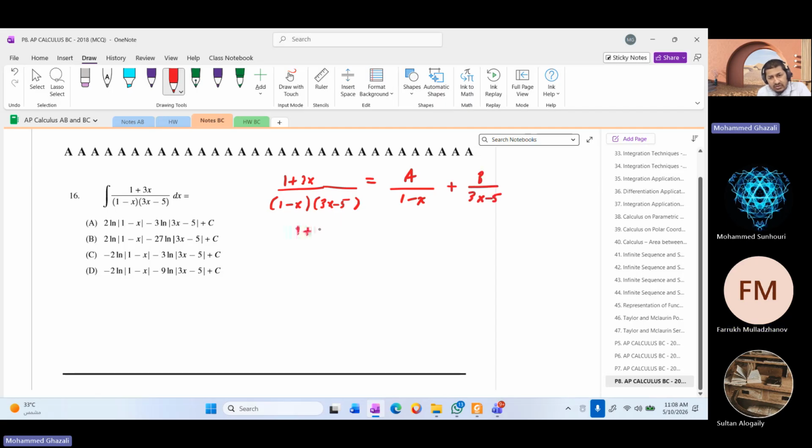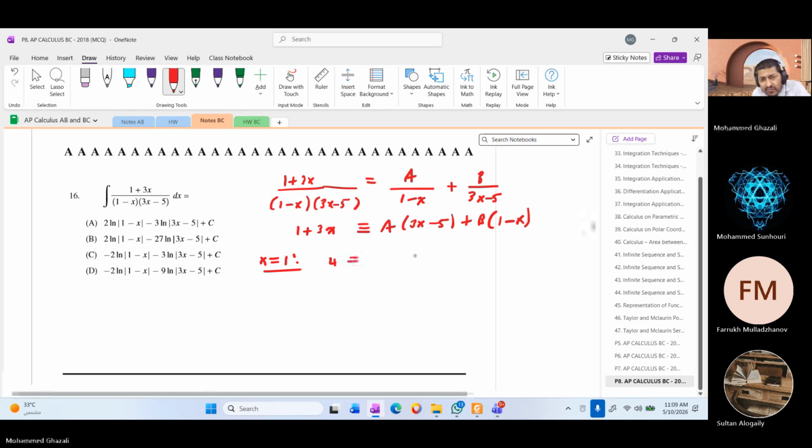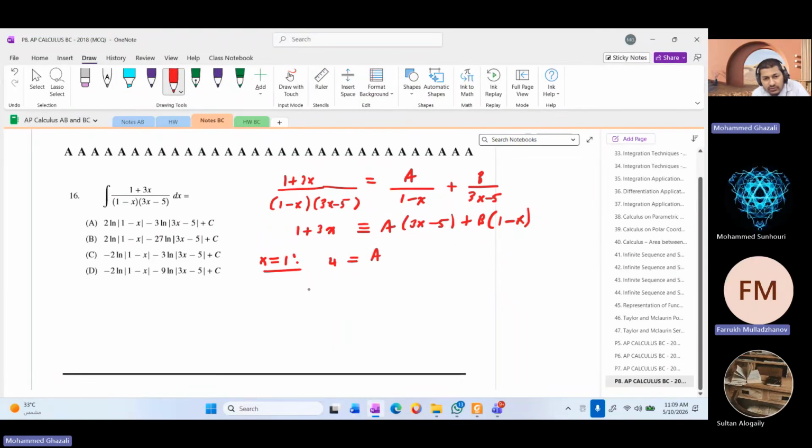Easy. So we can say 1 plus 3x is identical to A into 3x minus 5, plus B into 1 minus x. If x is equal to 1, we can solve for A. 3 minus 5 is negative 2, so the left side is 4 and the right side is negative 2A.